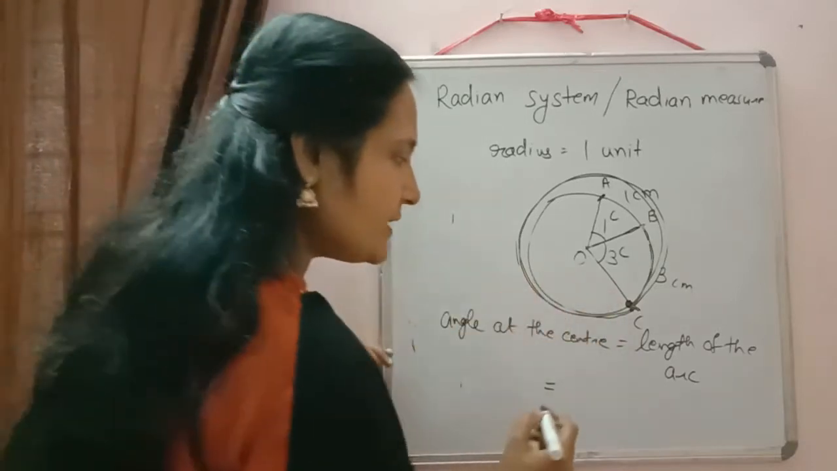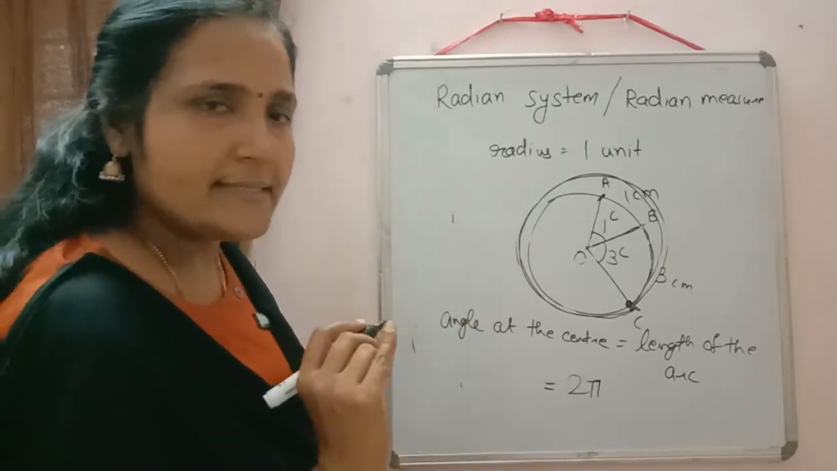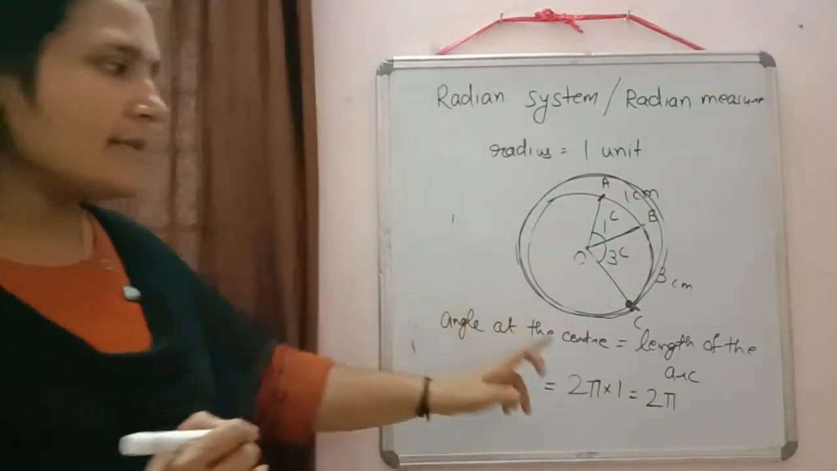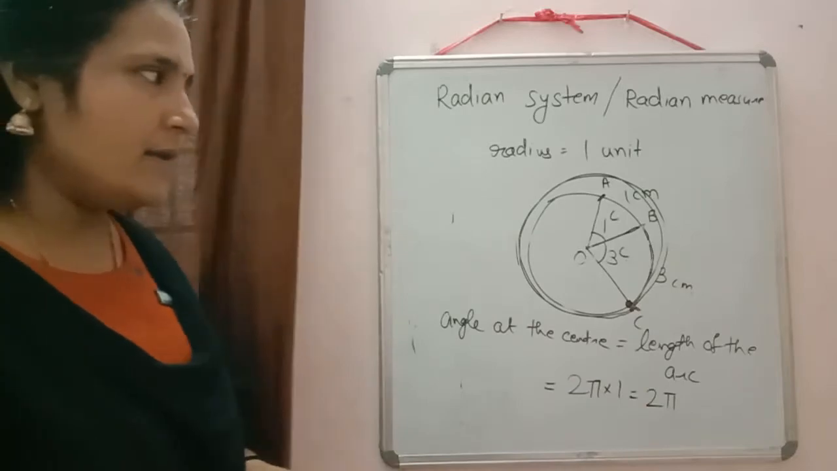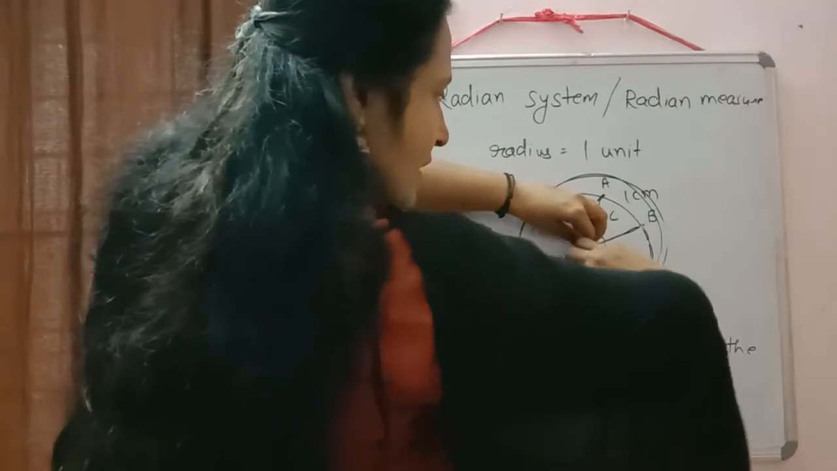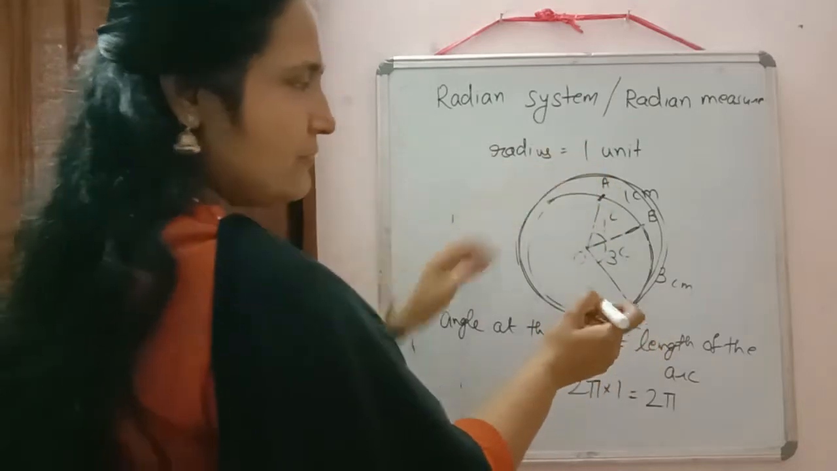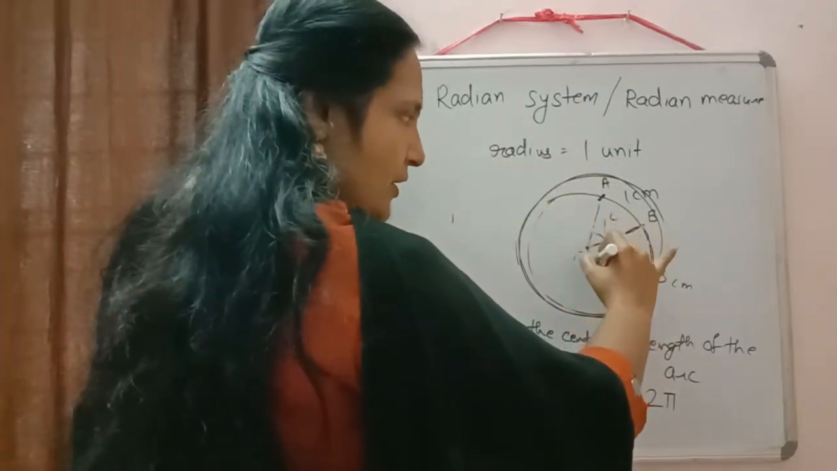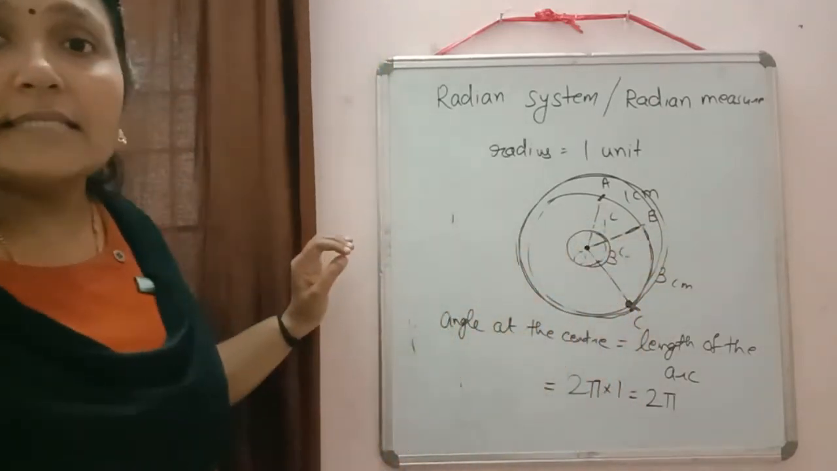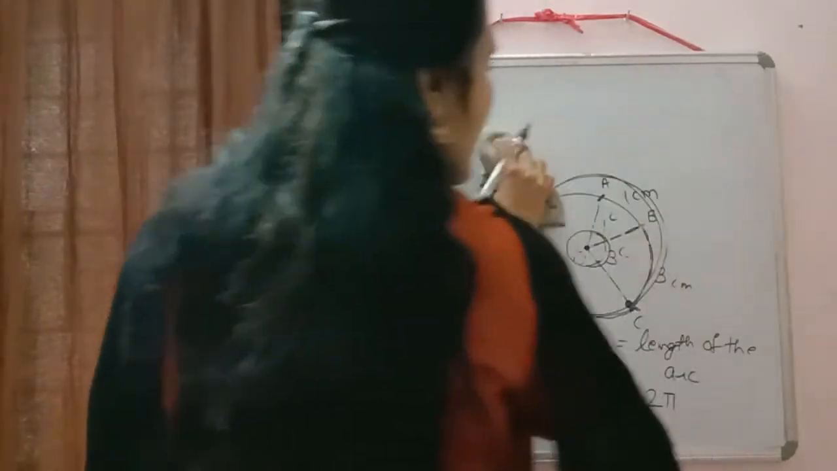And the circumference of the circle is 2 pi r. And what is our radius here? 1 centimeter. So it will be equal to 2 pi into 1. So angle at the center will be equal to 2 pi. So when you are rotating this one, we are moving in this way. So we are saying angle at the center is equal to 2 pi. But we know we are rotating around the point O. So angle around a point O is equal to how much? Is equal to 360 degree. Write down there.